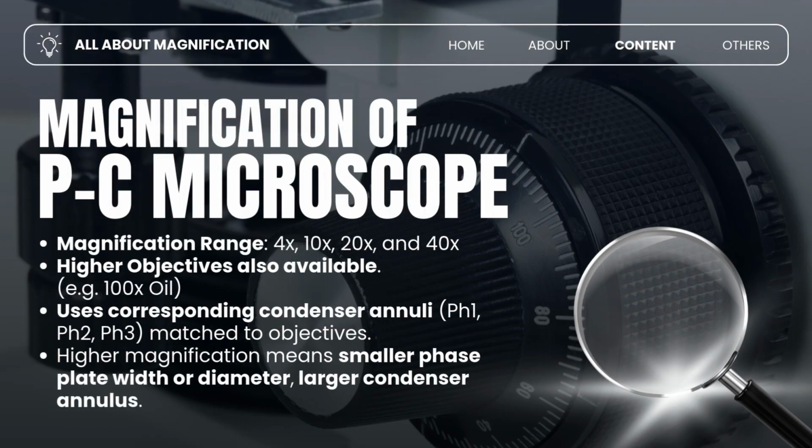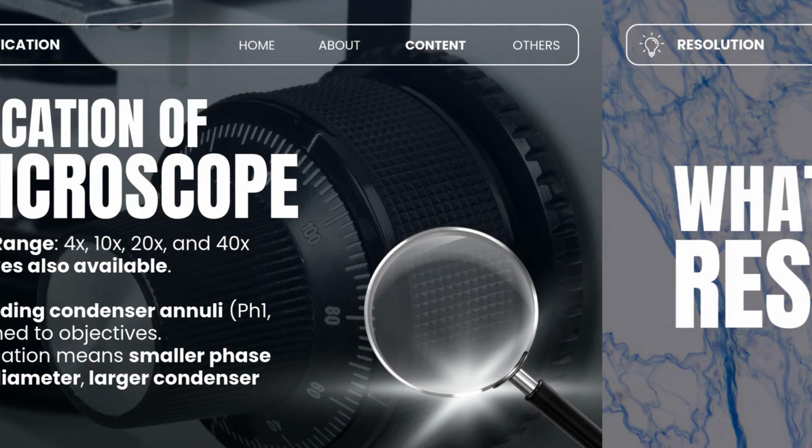As for the magnification of a phase contrast microscope, the magnification range of a PC microscope is usually 4 times, 10 times, 20 times, and 40 times. Higher objectives are also available. Examples include 100 times magnification in oil. It also uses corresponding condenser annuli that are matched to objectives. Higher magnification means smaller faceplate width or diameter, and larger condenser annulus.